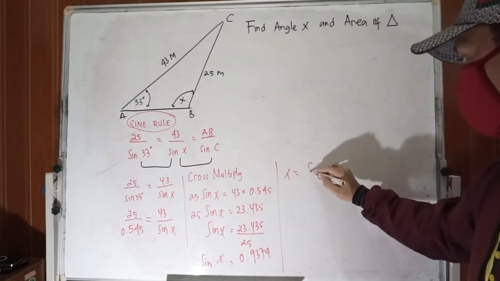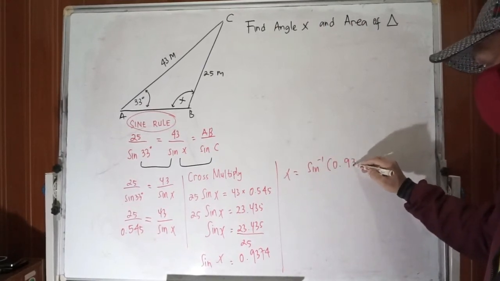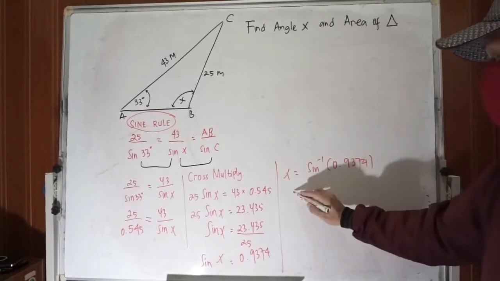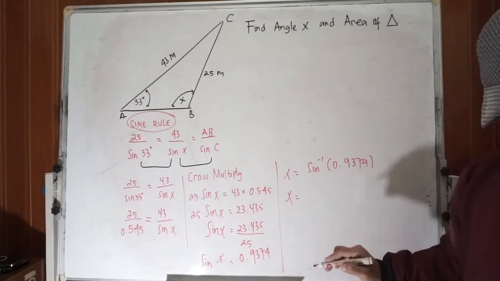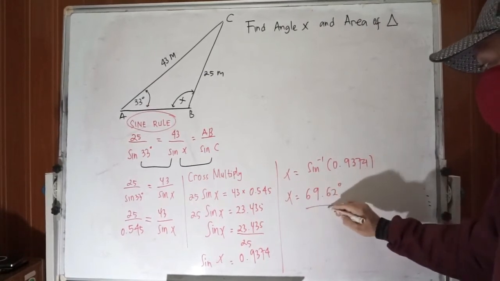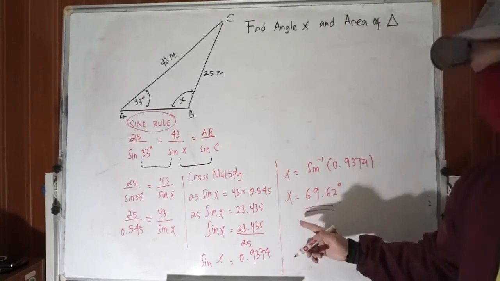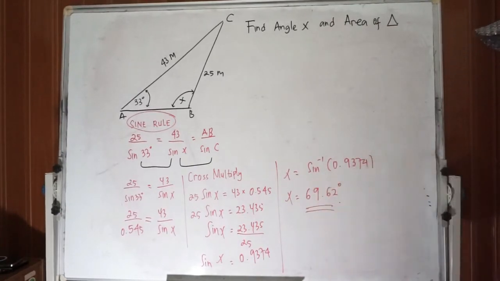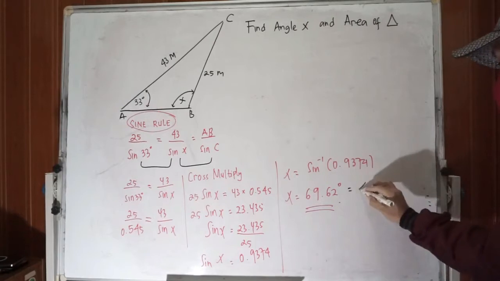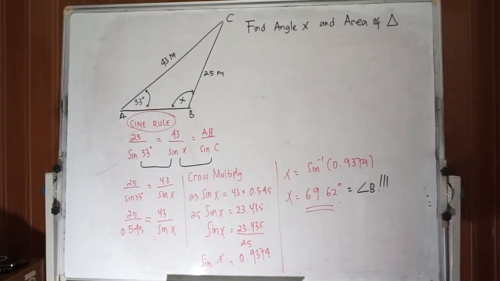So x equals sine inverse of 0.9374. Okay, so we got x is 69.62 degrees. Okay, students, we have already found angle x, 69.62 degrees. Students, angle x means angle B, right? Angle x equals angle B.